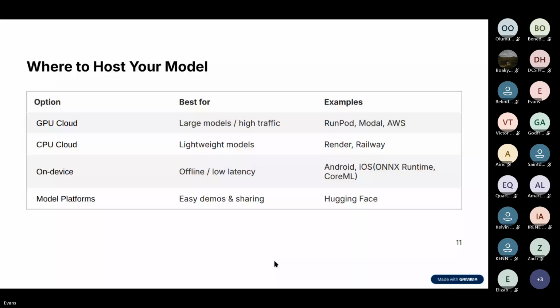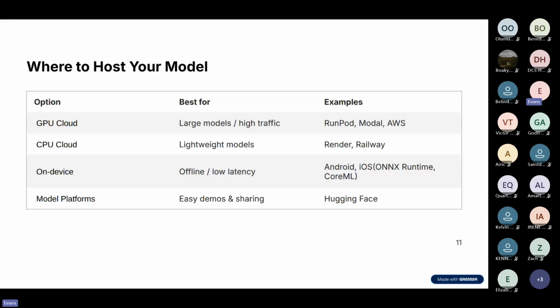Yeah, so on device you have some runtimes or frameworks that you can use. ONNX and Core ML are there. I think TensorFlow also has one, TensorFlow Lite. There are a couple out there.